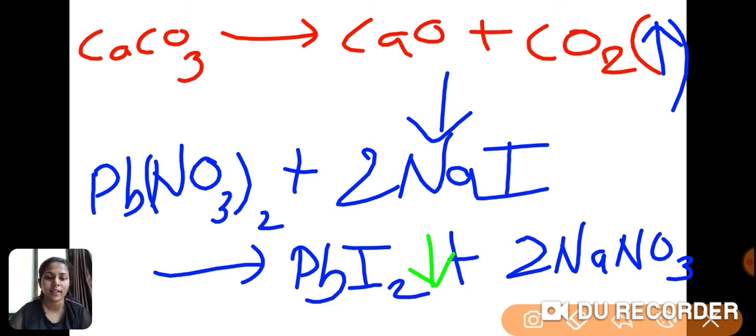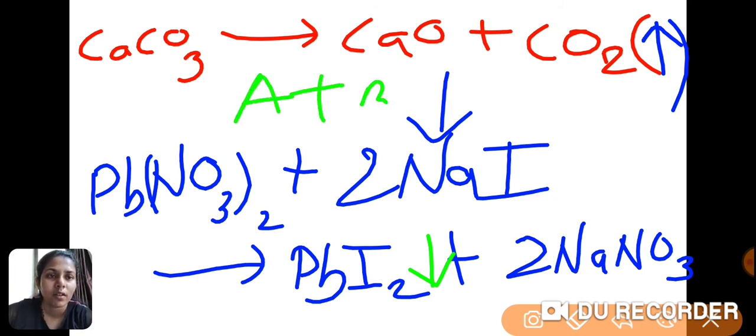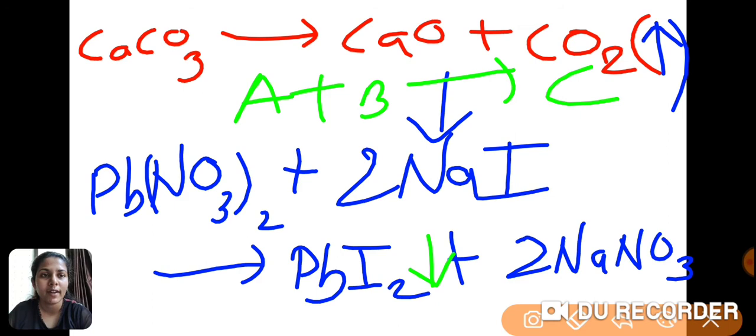If there is any catalyst, what is a catalyst first? Any substance that increases the rate of reaction without itself being used. So, for example, if A reacts with B to form C, this reaction is happening in 15 minutes. But if we add a catalyst here, suppose X catalyst, then this reaction will happen in 5 minutes. But X is not being used itself. So this is what the catalyst is about.